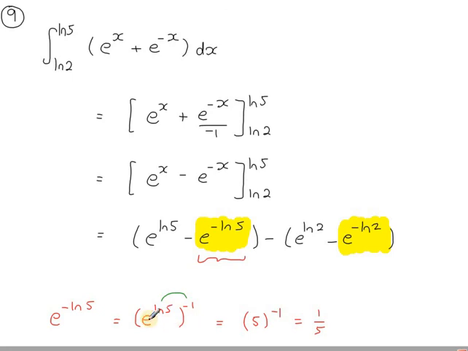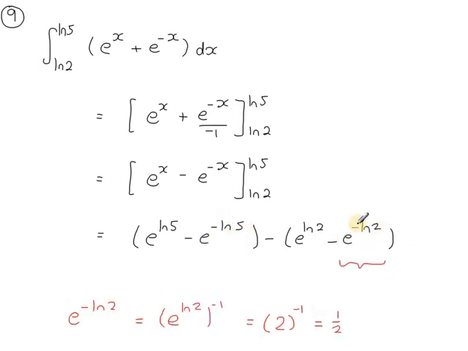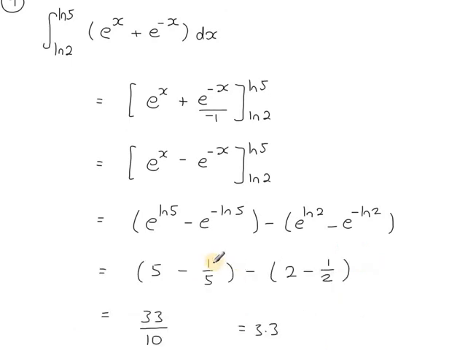Now in the brackets we have a function and its inverse. They will cancel to leave 5. That -1 is a power on the outside, so we get 5 to the power of -1, which is 1/5. And we can do the same for e to the power of minus ln 2. We get a half, and then substitute in the 1/5 and the half and simplify, 3.3.